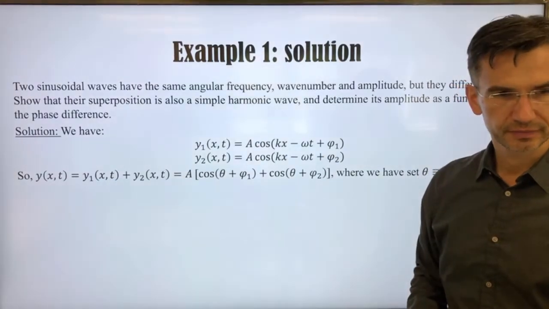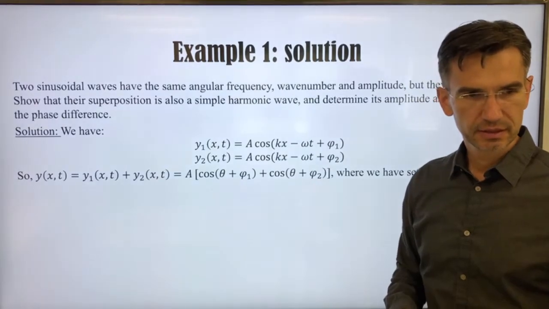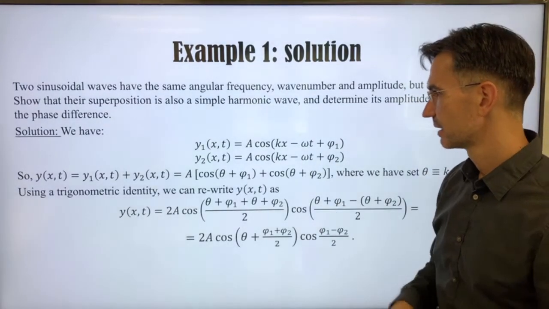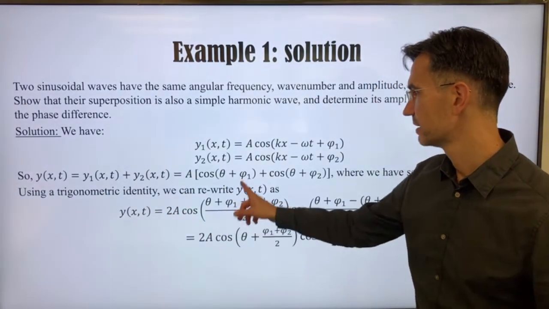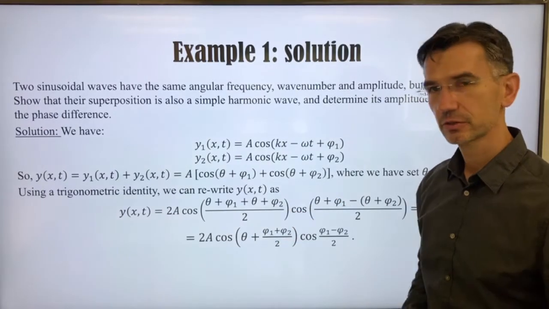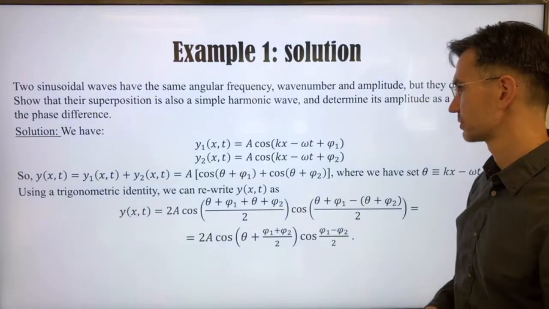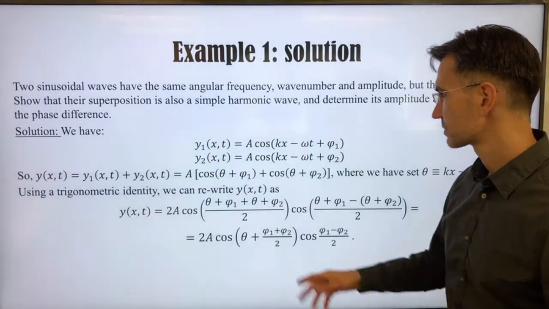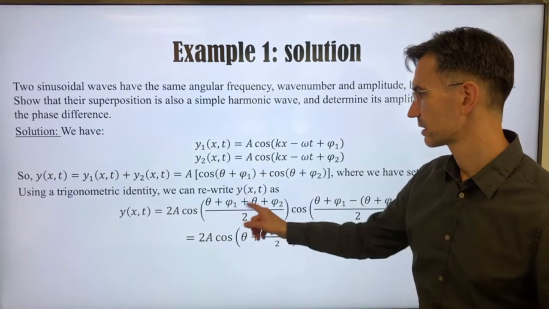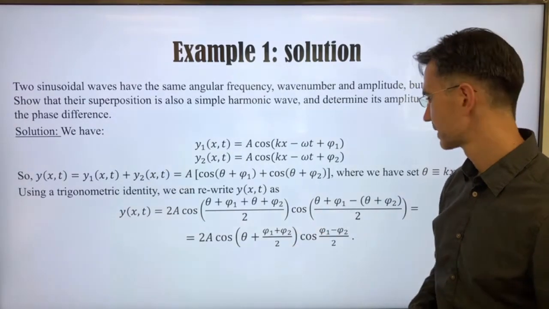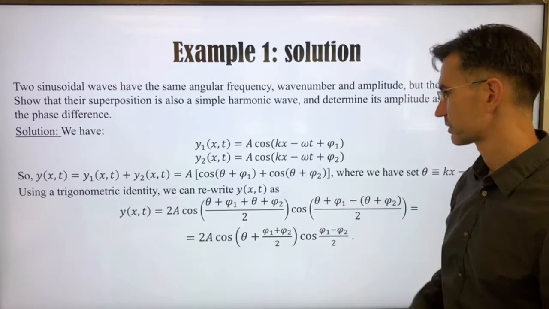Now we have a sum of cosines, and there's a trigonometric identity that allows us to rewrite that as 2 times the amplitude times the cosine of the two arguments added divided by 2, times the cosine of the two arguments subtracted from each other, again divided by 2. This is a trigonometric identity. Simplifying, we get 2A times cosine of theta plus (phi 1 plus phi 2) over 2, times cosine of (phi 1 minus phi 2) over 2, since the thetas cancel.